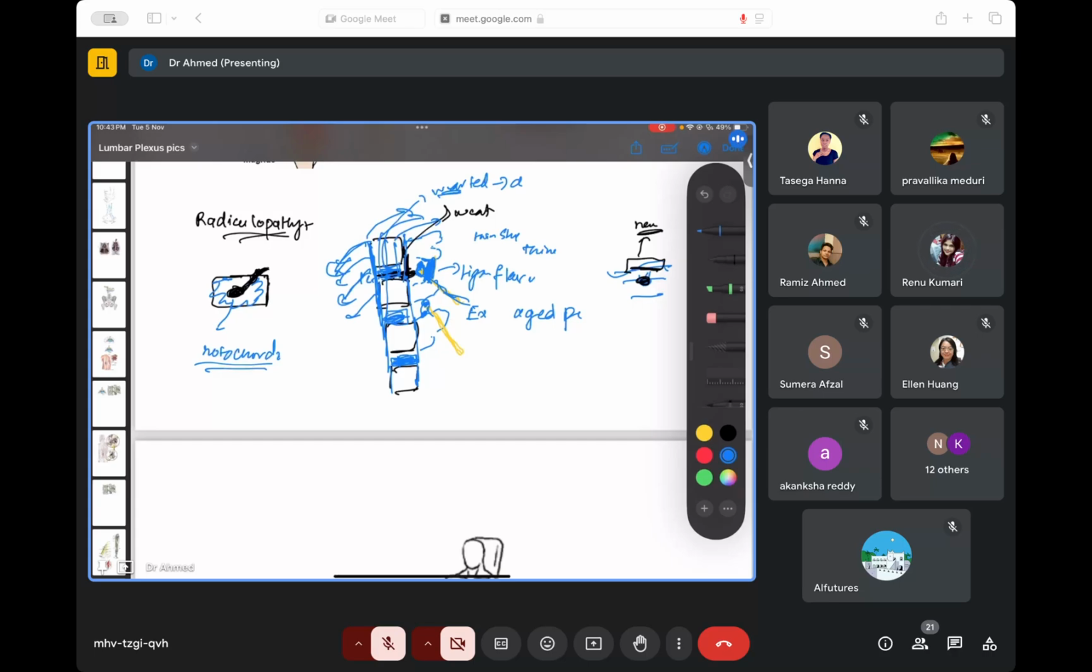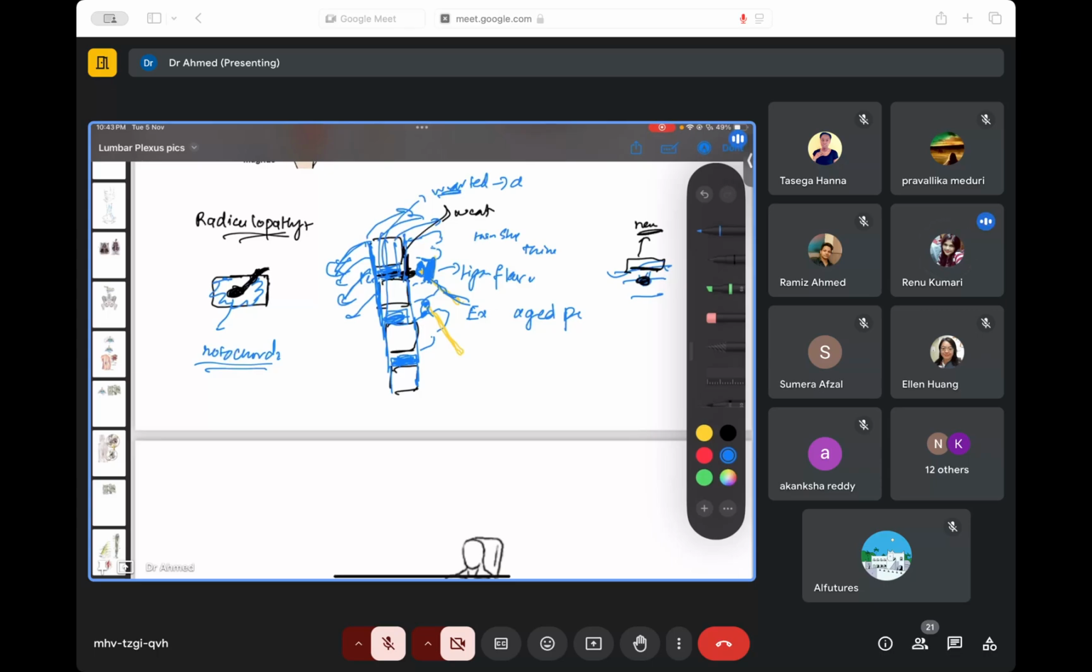So the foramen actually narrows down. On extension, like when the person is standing up, he will have more pain, and when he is flexing or bending forward, then the pain is relieved. Okay, perfect.